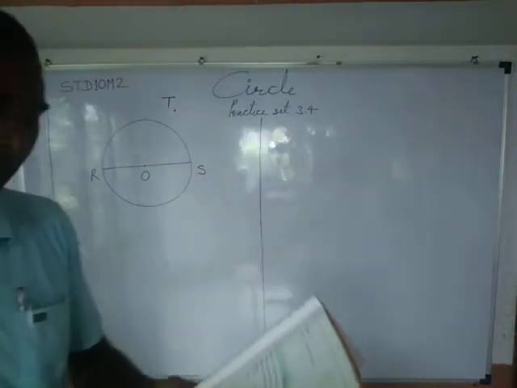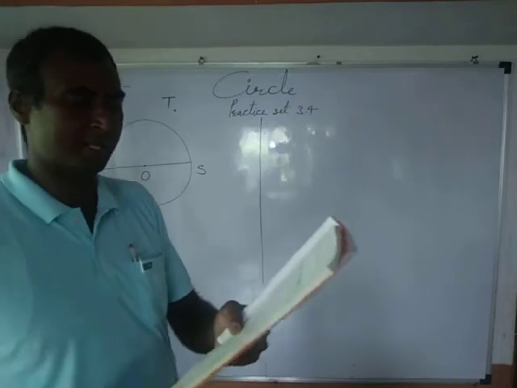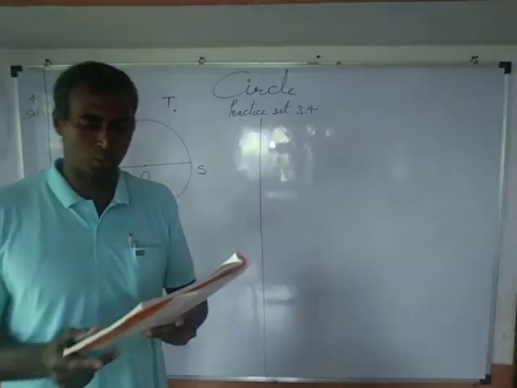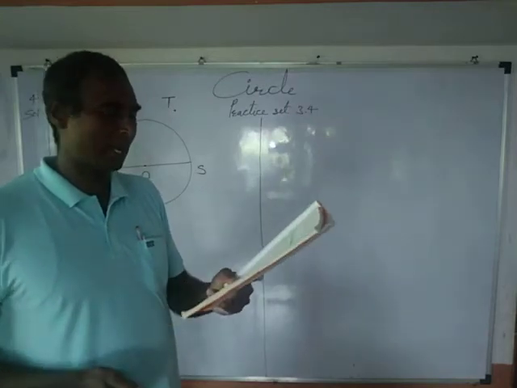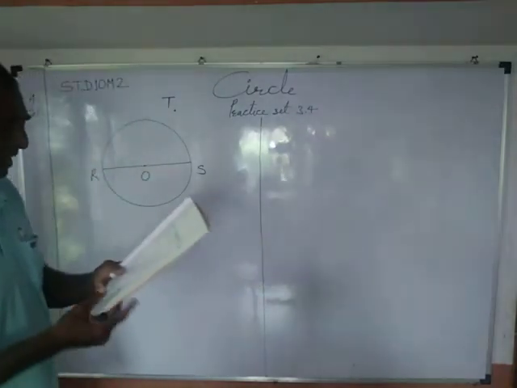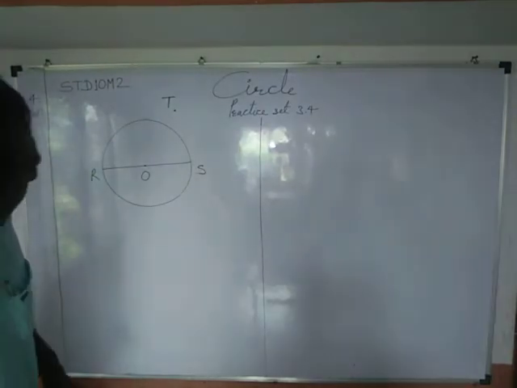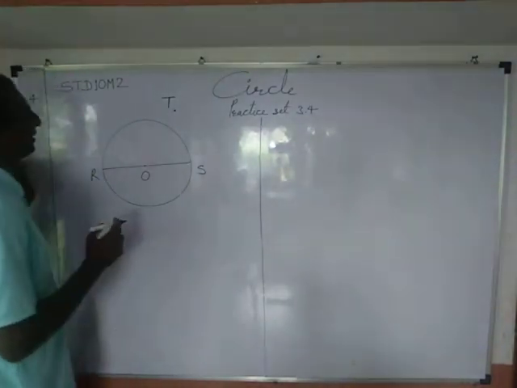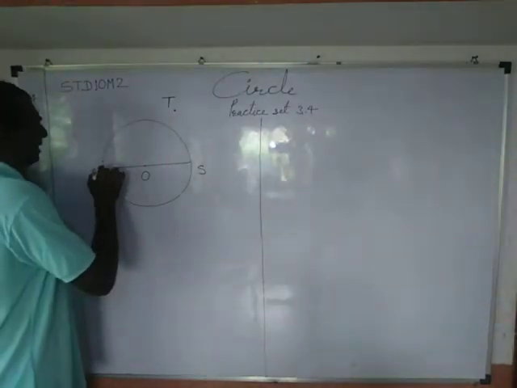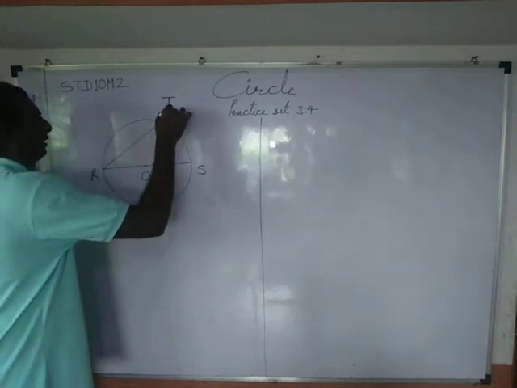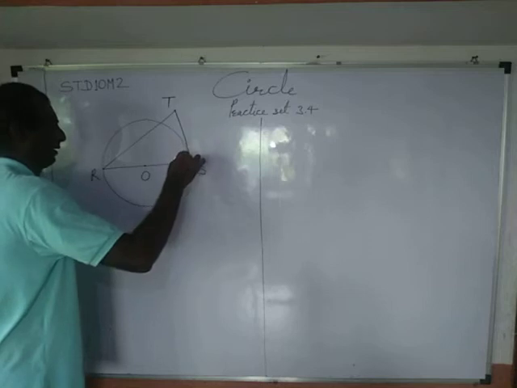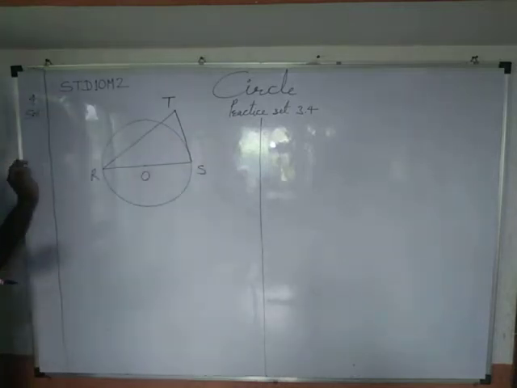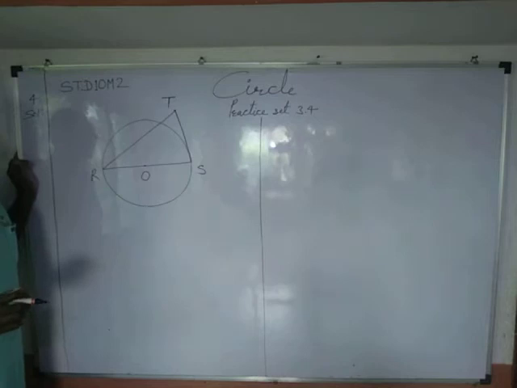Question 4. In the figure, seg RS is the diameter of the circle with center O. Point T lies in the exterior of the circle. Prove that angle RTS is an acute angle. What is an acute angle? An angle whose measure is less than 90 degrees is called an acute angle.